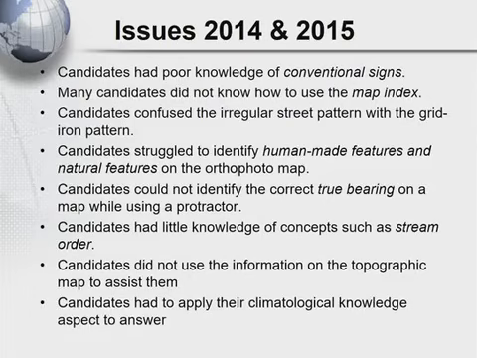Now, we are going to look at a few of the questions of last year and see if we can show you how to do these things. Candidates confused irregular street pattern with a grid iron street pattern. Candidates struggled to identify human-made features and natural features on the orthophoto map as well as the topographic map. Now, matrix, this is actually very easy. Remember, we have got 2 types of features: human-made features and natural features. We'll come back to that as well.